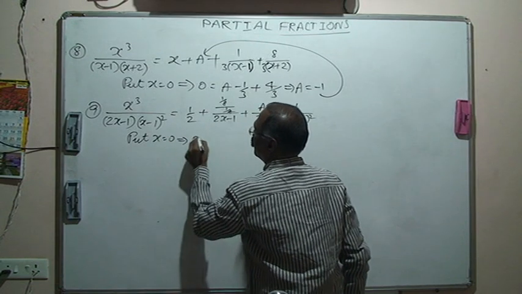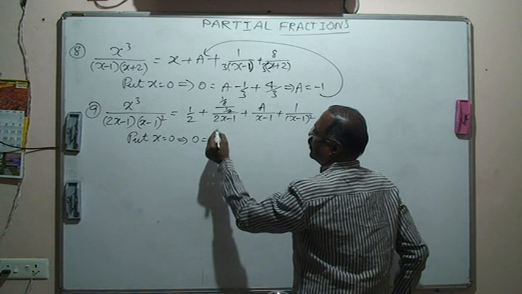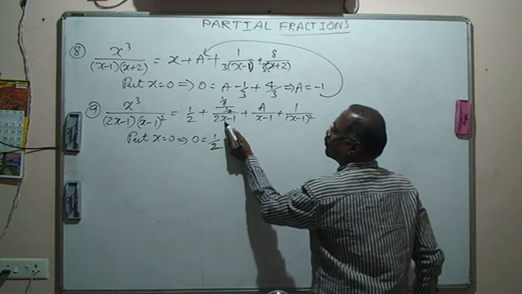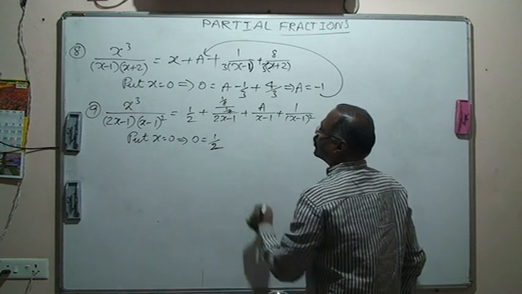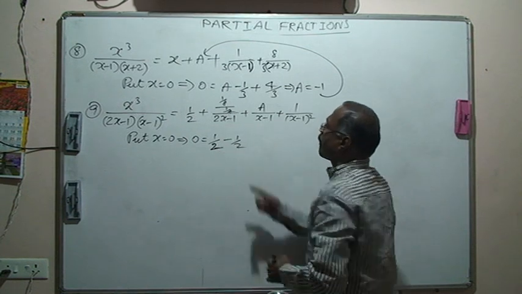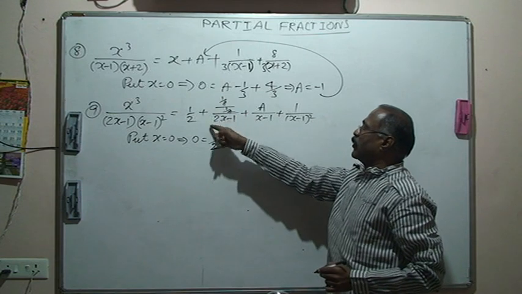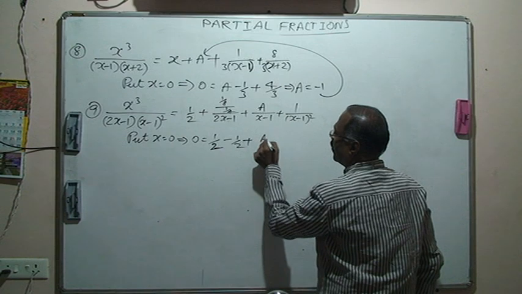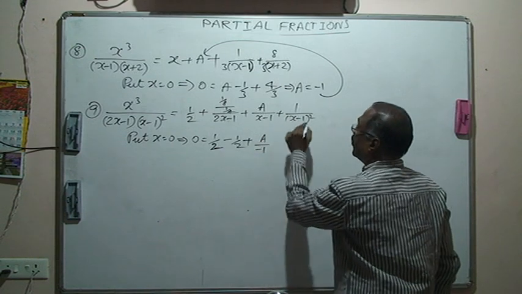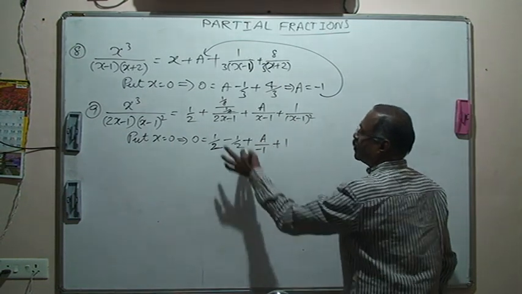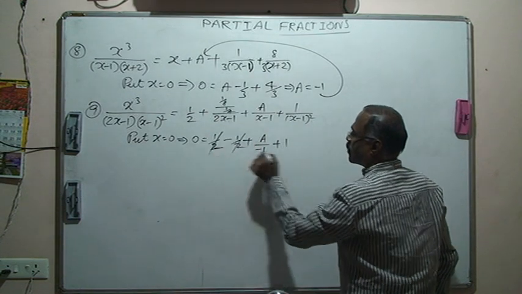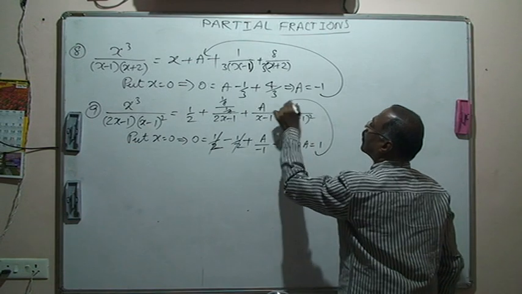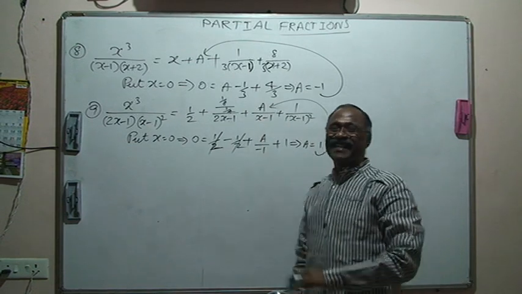This implies 0 is equal to 1 by 2. And here, put x equal to 0. This is 1 by 2 minus 1 by 2, 2 times 1 by 2, this is 0, 1 by 2 into minus 1, minus 1 by 2, plus a by minus 1. Put x equal to 0, this is plus 1, getting cancelled, a is 1, done.